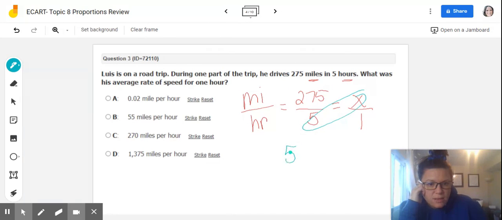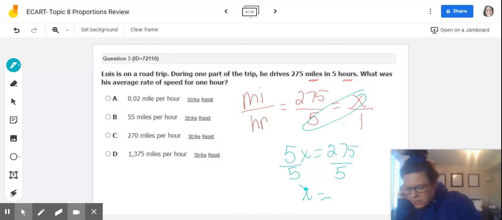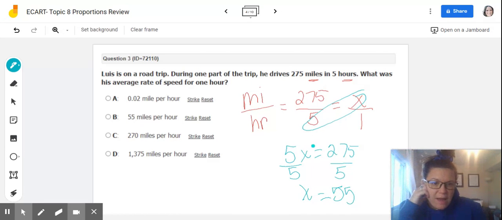So I've got 5x equals 275, and then I'm dividing both sides by 5 to get 275 divided by 5, and that is 55. So his average rate of speed was 55 miles in 1 hour, B.